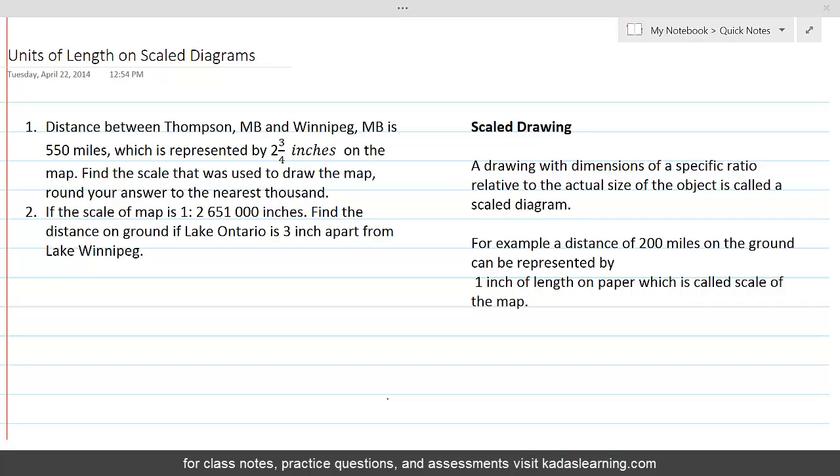Let's solve this question, which says distance between Thompson, Manitoba and Winnipeg, Manitoba is 550 miles, which is represented by 2 whole 3 by 4 inches on the map. Find scale that was used to draw the map.